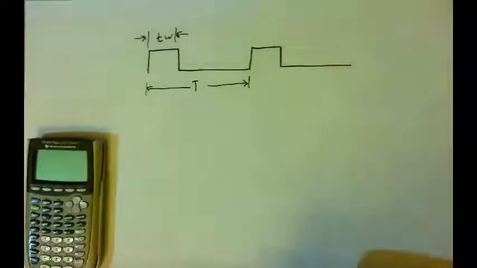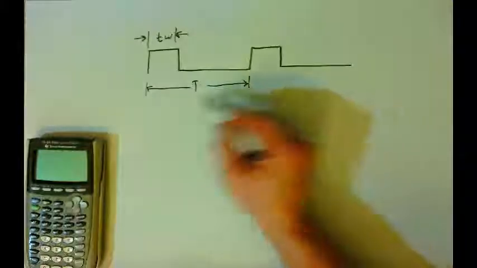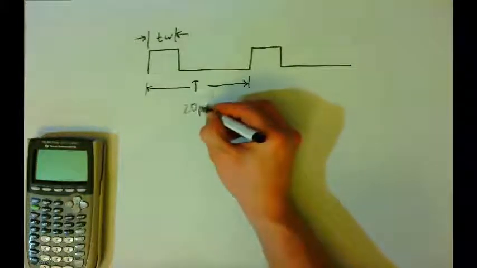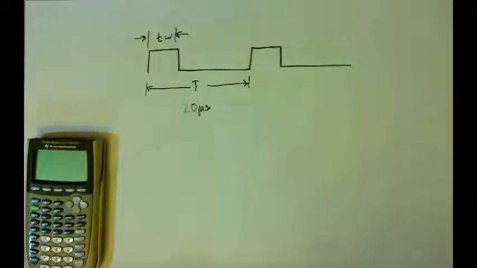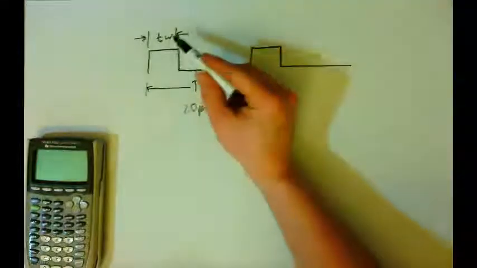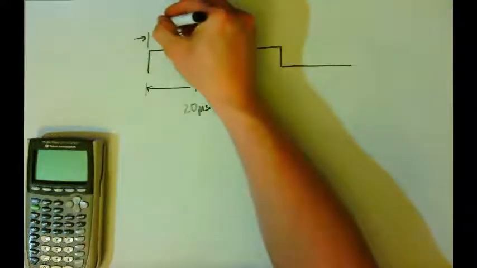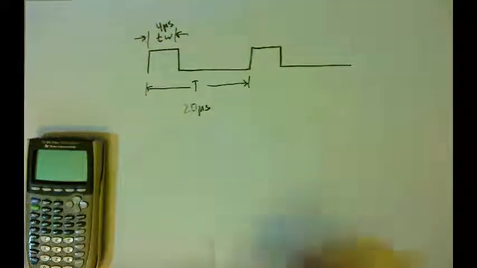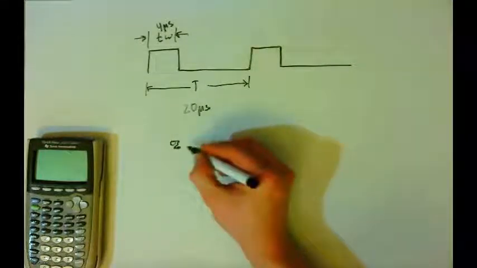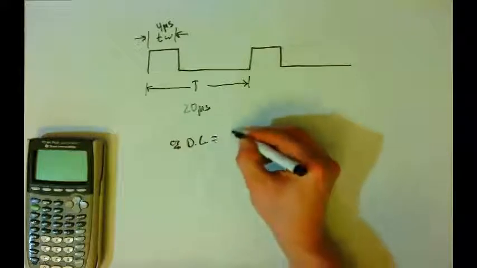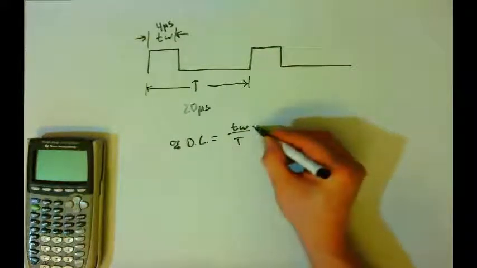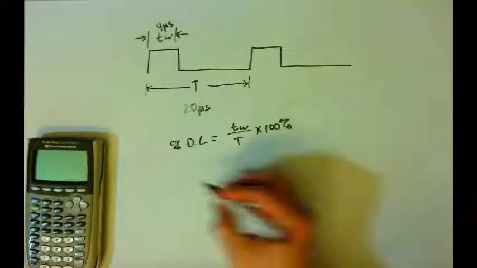Let's take a look at an example. It says if the time for one period of a repetitive pulse signal is 20 microseconds and the pulse width is 4 microseconds, then the percentage duty cycle is... They tell us that the total period of the waveform is 20 microseconds. That's the amount of time it takes to complete one complete oscillation of this repetitive cycle. And the pulse width is 4 microseconds. And so the formula that we have is that the percent duty cycle is equal to the pulse width divided by the period times 100%. And so we'll just plug in our numbers here.